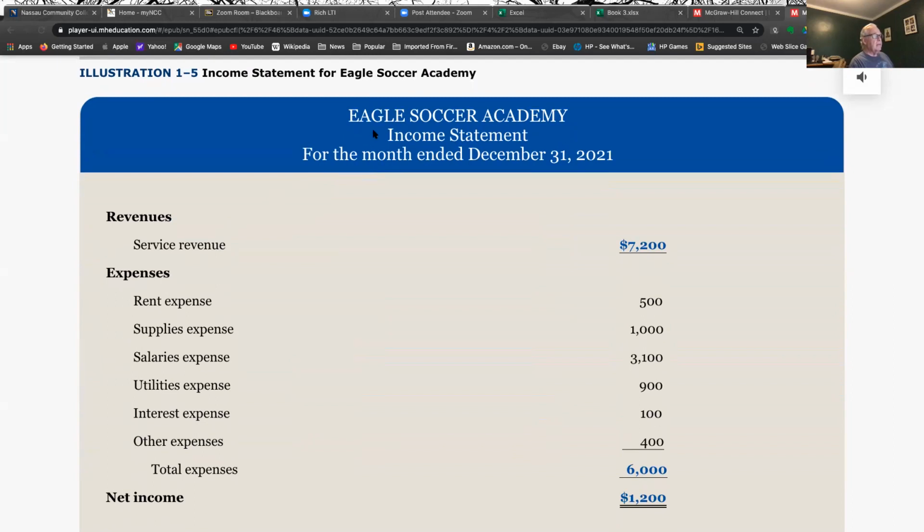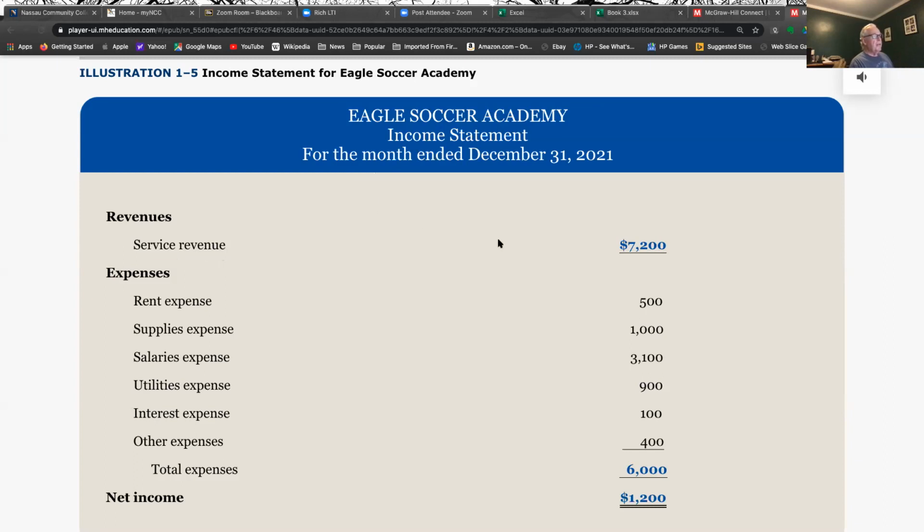It has a heading, and see how the date is expressed, right? For the month ended December 31st, 2021. So you get this visual picture, right, of all the activity that took place between December 1 and December 31st, 2021. So what happened during that period as it relates to the income statement? Well, the company had revenues, service revenue. This is a company that doesn't sell a product, it provides a service. This was a soccer school, if you remember the example.